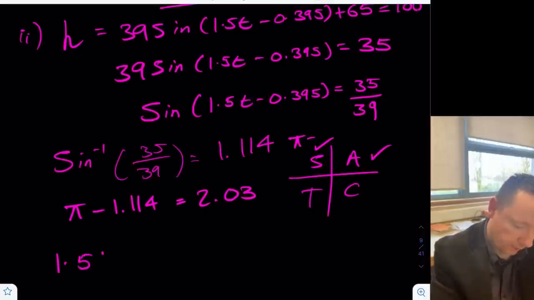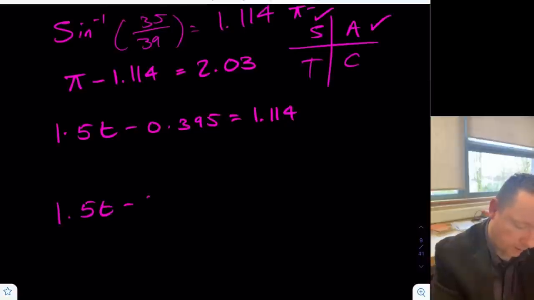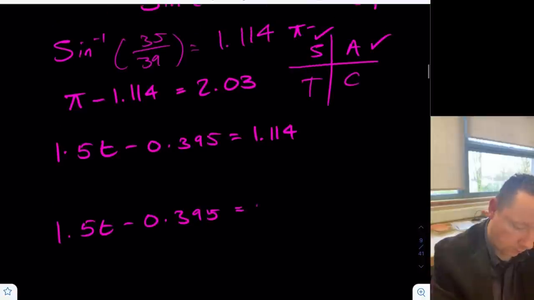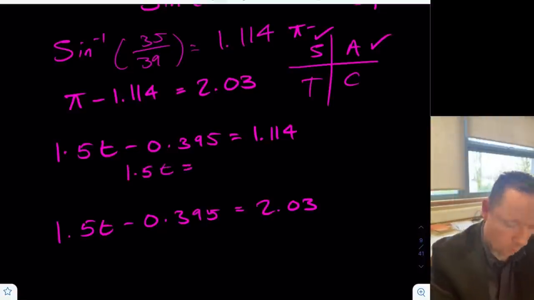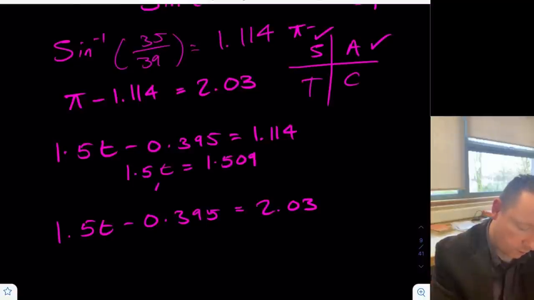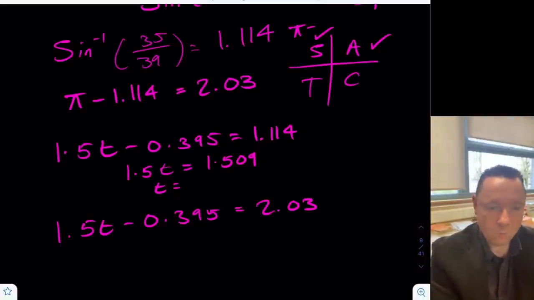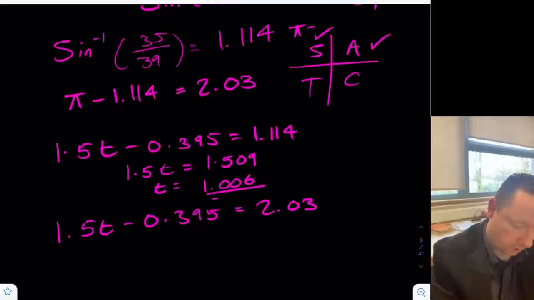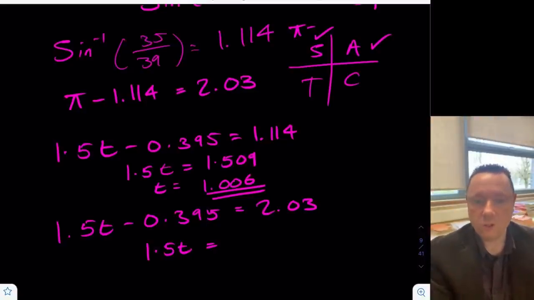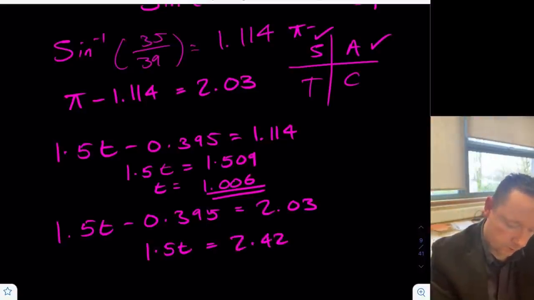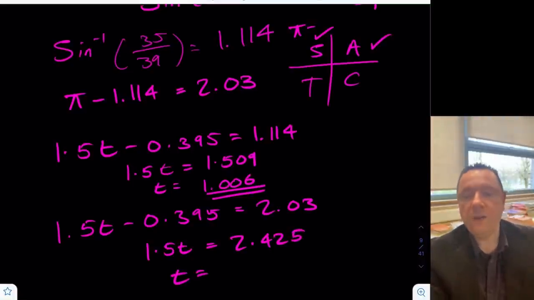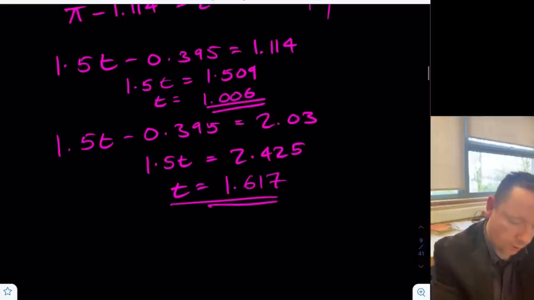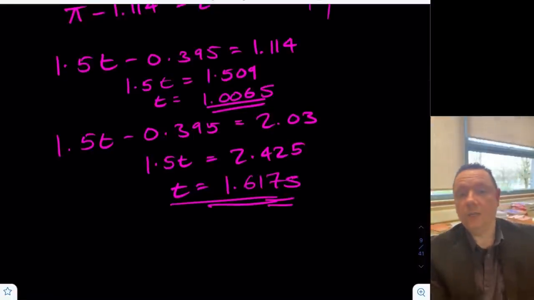So 1.5t minus 0.395 equals 1.114, and 1.5t minus 0.395 equals 2.03. So solving the first equation, 1.5t, adding 0.395, we get 1.509. And therefore, t is 1.509 divided by 1.5, 1.006. There's our first solution. And our second solution, 1.5t equals 2.03 plus 0.395, which is 2.425. And therefore, t, dividing through by 1.5, is 1.617. Just put my units in here, so that's seconds, and that's seconds. And we're done there.